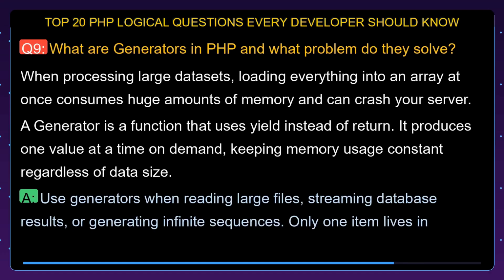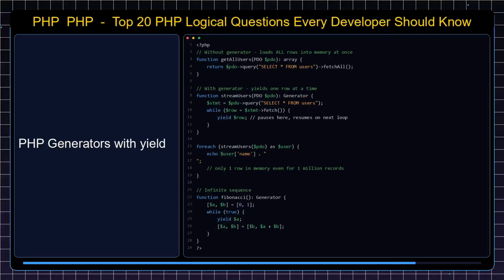Q9. What are generators in PHP and what problem do they solve? When processing large datasets, loading everything into an array at once consumes huge amounts of memory and can crash your server. A generator is a function that uses yield instead of return. It produces one value at a time on demand, keeping memory usage constant regardless of data size. A. Use generators when reading large files, streaming database results, or generating infinite sequences. Only one item lives in memory at a time. PHP generators with yield.